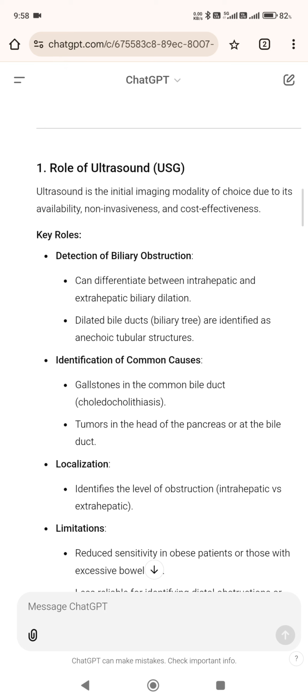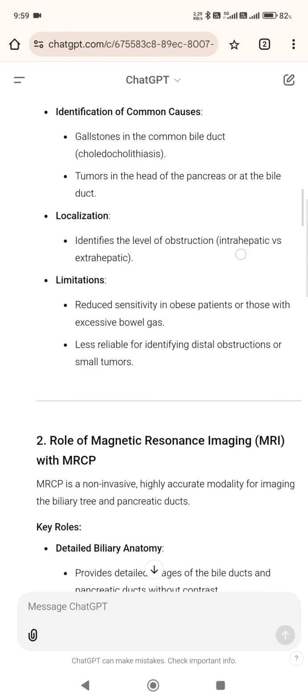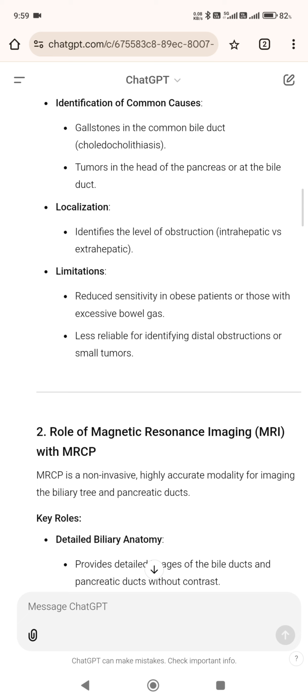Identification of common causes: gallstones in the common bile duct, choledocholithiasis, and tumors in the head of the pancreas or at the bile duct. Localization identifies the level of obstruction, intrahepatic versus extrahepatic. Limitations: reduced sensitivity in obese patients or those with excessive bowel gas. Less reliable for identifying distal obstructions or small tumors.